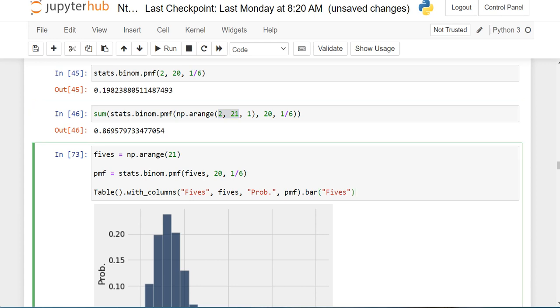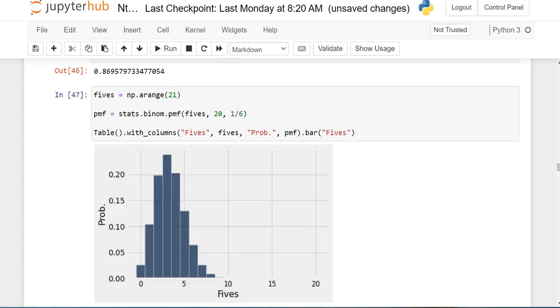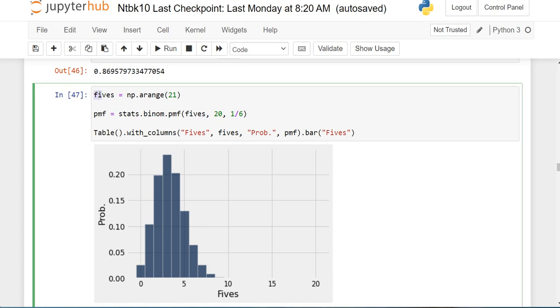Okay, so now we're going to take a look at the histogram. And for this, what is this 5 thing? This is just an arange. What does it get us? It gets us all the integers starting at 0, 1, 2, 3, all the way up to 20. So it just gives us all these categories that we need to create this bar graph.